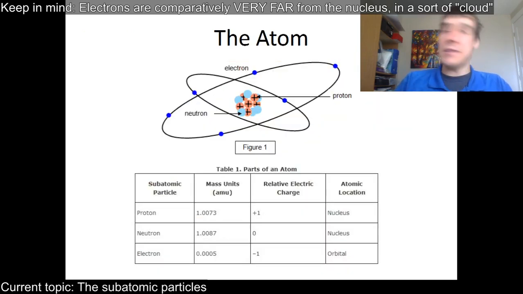The neutron wasn't discovered until like the 1930s by Chadwick, I think. So the neutron has about the same mass as the proton, a little bit more, but zero charge. It contributes to mass but doesn't contribute to charge, and it's in the nucleus. So hopefully you guys remember this from grade 9.